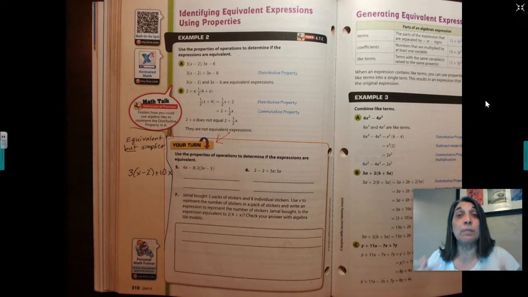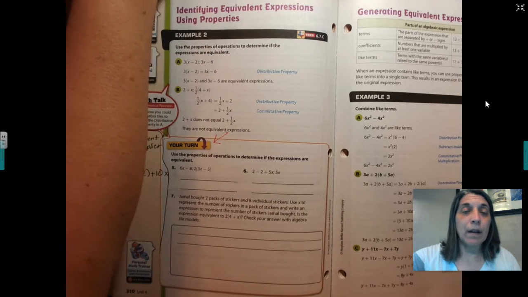So expressions, again, are terms that don't have an equal sign, right? That would be any equation. So today we want to talk about how do we know if expressions are equivalent. So starting up here in your textbook, I'm going to zoom in a little bit on example 2.